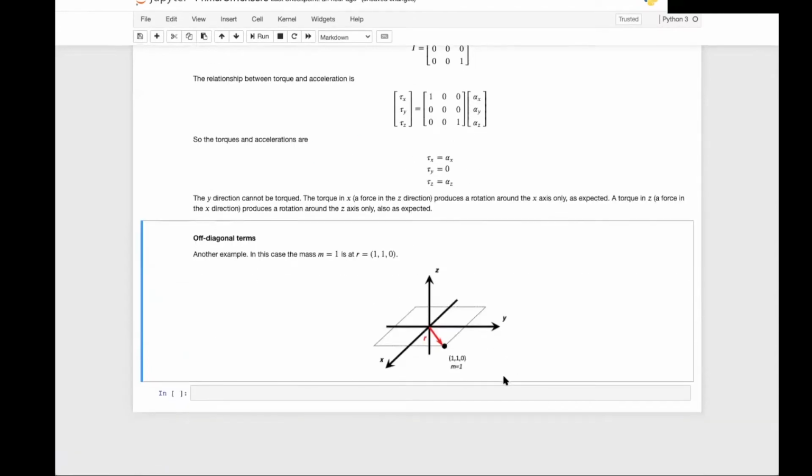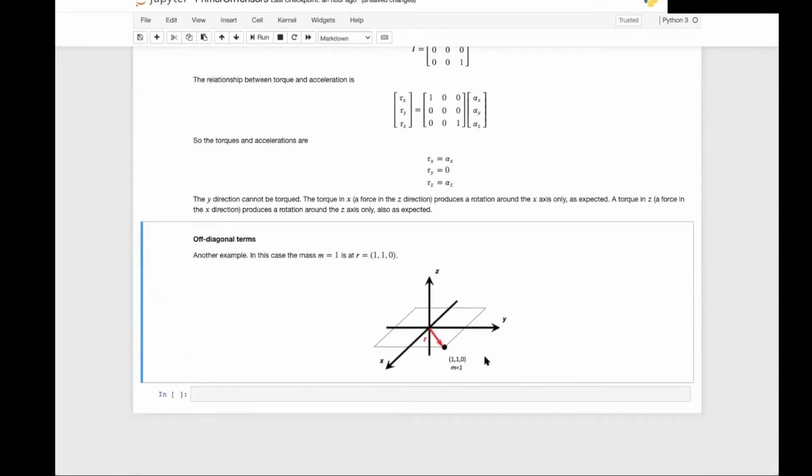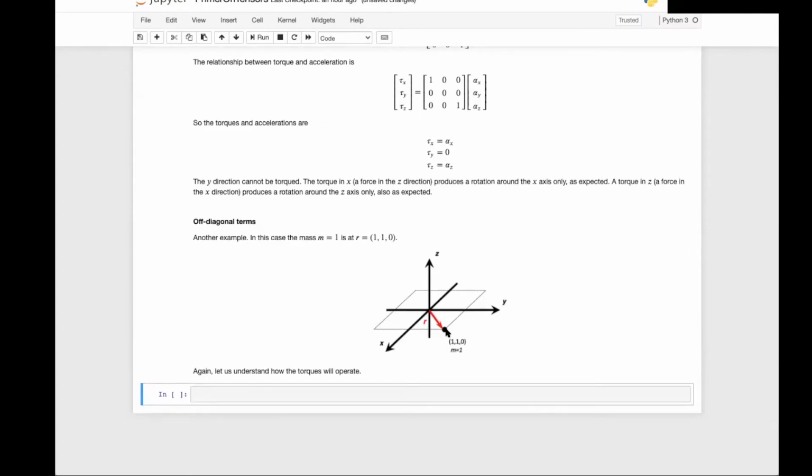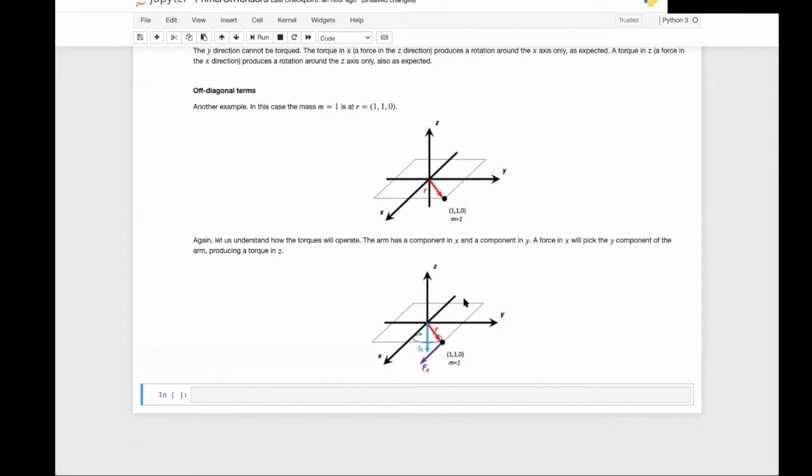Now let's consider another example where the off-diagonal terms are going to show up. Let's consider again a unit mass, but now it's in a position (1, 1, 0). So not completely located on one of the axes. Again, let us understand how the torques will operate. The arm has a component in X and a component in Y.